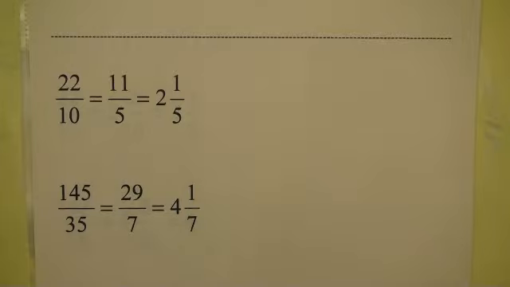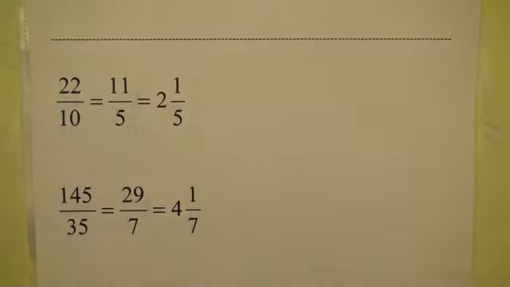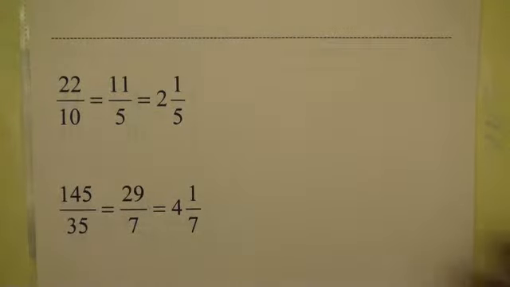Then you take the 5, divide it into 11, you get 2 because, of course, if the numerator was 10, you'd have exactly 2, so you have 1 extra. 1 extra unit. So therefore 2 and 1/5. All right? 2 and 1/5.